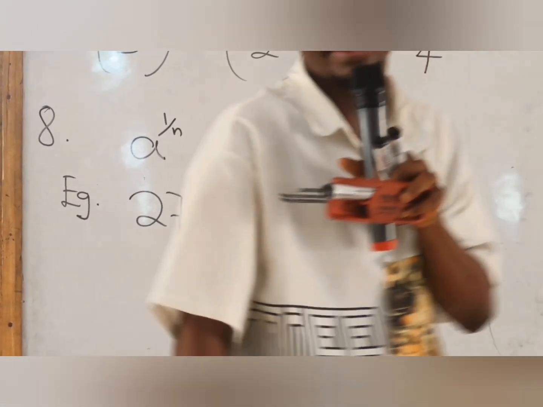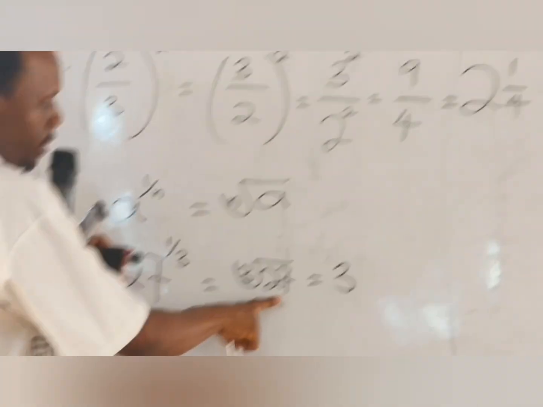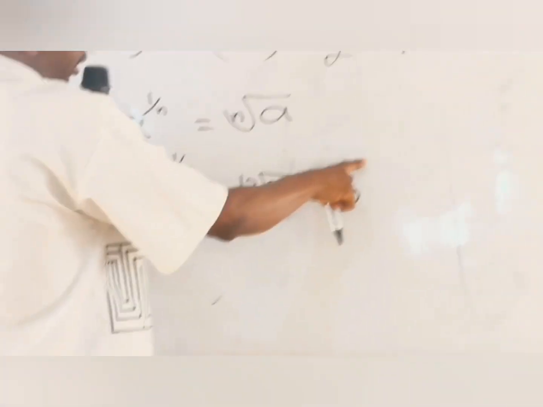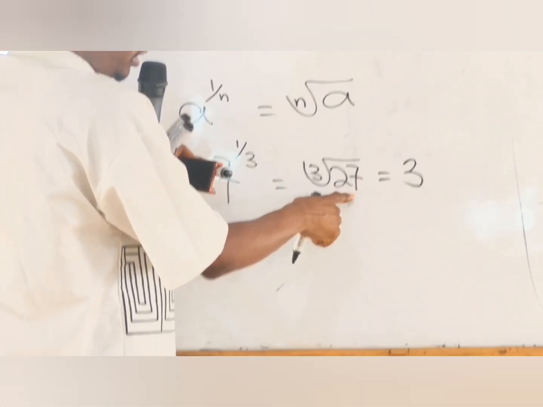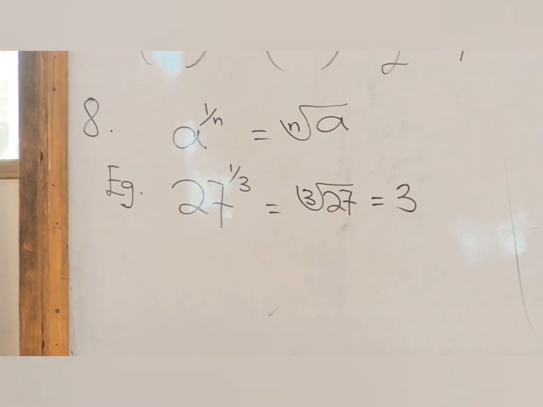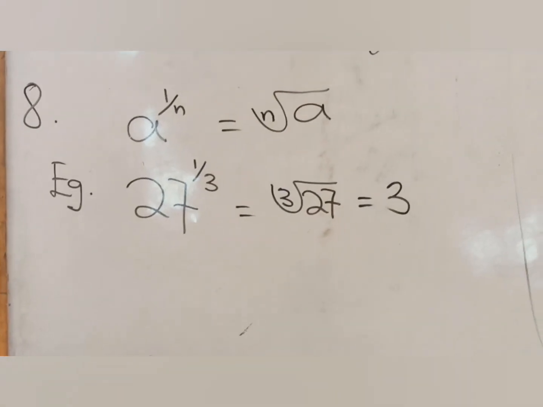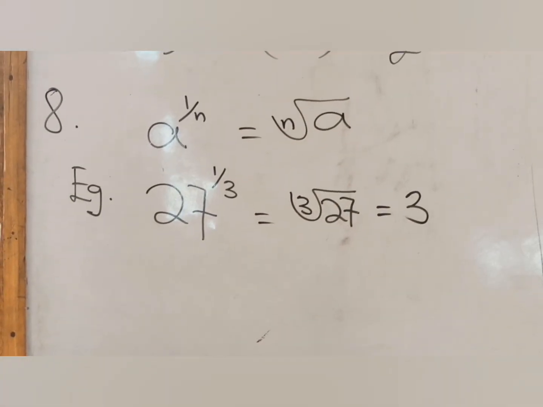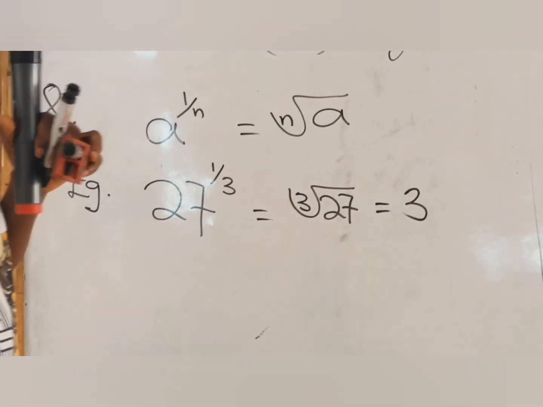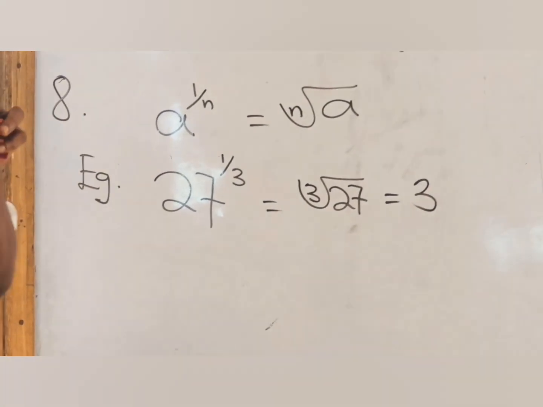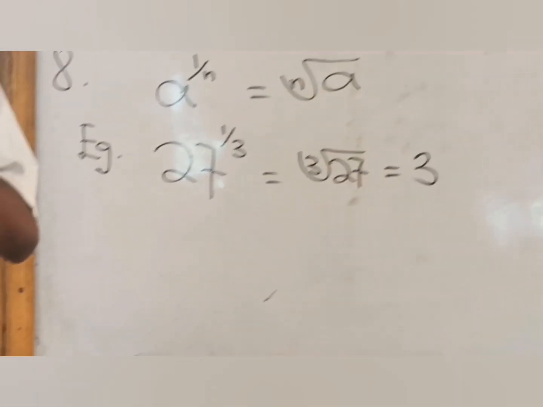Cube root. So 3 to the power 3 will give us 27. So the cube root of 27 means: what number will you raise to the power 3 to get 27? That's the meaning. Are you all here? Yes. So the cube root of 27 is 3.